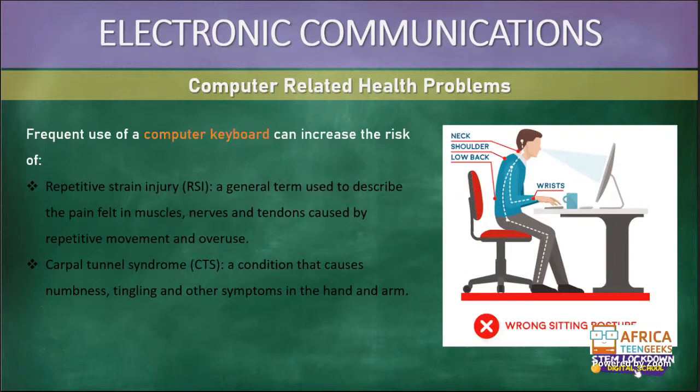That's why you need to take breaks while you are working, right? Then the second one is called CTS, which is carpal tunnel syndrome, a condition that causes numbness, tingling, and other symptoms in the hand and arm. So these are the two main problems.